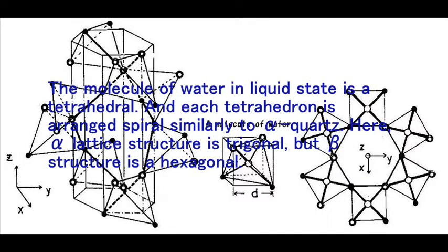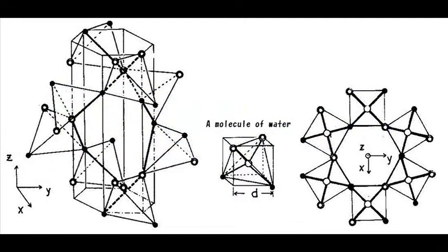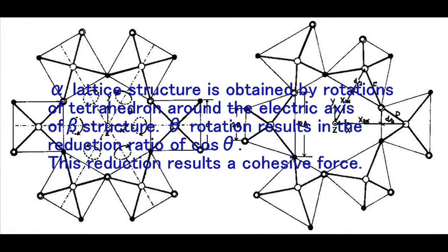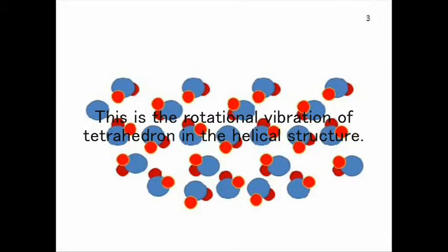The molecule of water in the liquid state is a tetrahedron, and each tetrahedron is arranged in a spiral similar to alpha quartz. Here, the alpha lattice structure is trigonal. The beta structure is hexagonal. The alpha lattice structure is obtained by rotations of the tetrahedron around the electric axis of the beta structure. Theta rotation results in a reduction ratio of cosine theta. This reduction results in a cohesive force.